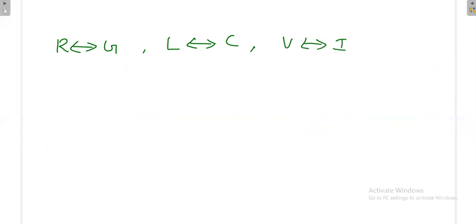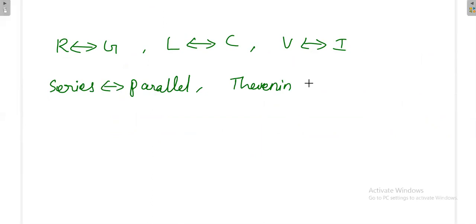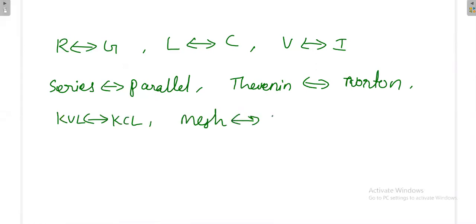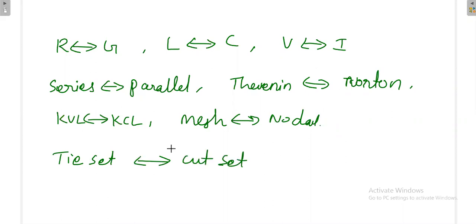If a series combination is given, then write the parallel combination. Also, if the Thevenin model is given, write the Norton model. And if KVL is given, we write KCL. If mesh is given, that becomes nodal. If tie set is given, that becomes cut set. So these are all the dualities. Next we will see problems related to graph theory.